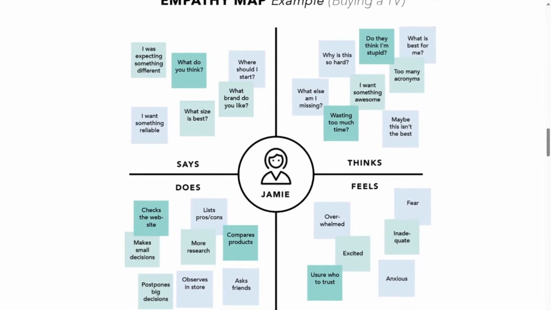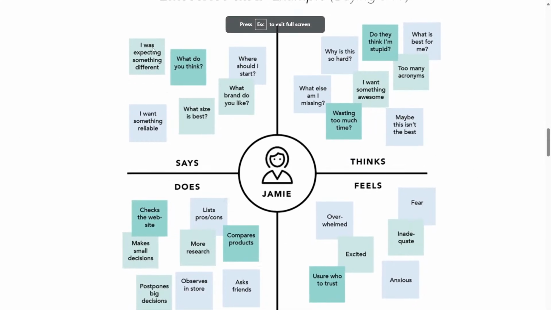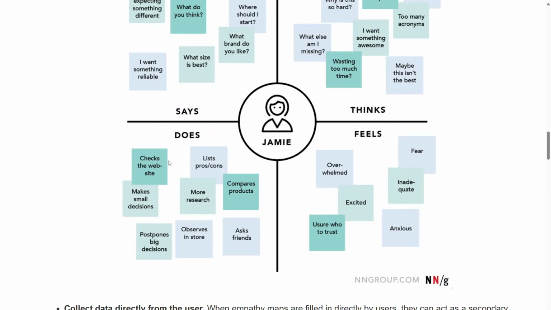Okay, so he says, I was expecting something different. What do you think? Where should I start? What brand do you like? What size is best? I want something reliable. Thinks, why is it so hard? Do they think I'm stupid? What's best for me? I want something awesome. I'm wasting too much time. What am I missing? Does, checks a website, lists the pros and cons, compares the products, does more research, makes decisions. And then feeling, fearful, inadequate, anxious, excited, unsure who to trust.